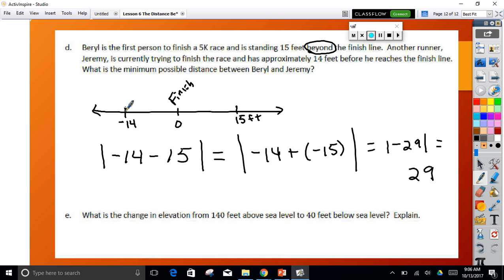And you can see that on the number line, the distance from negative 14 to 0 is 14. The distance from 0 to 15 is 15, so we're adding them together.